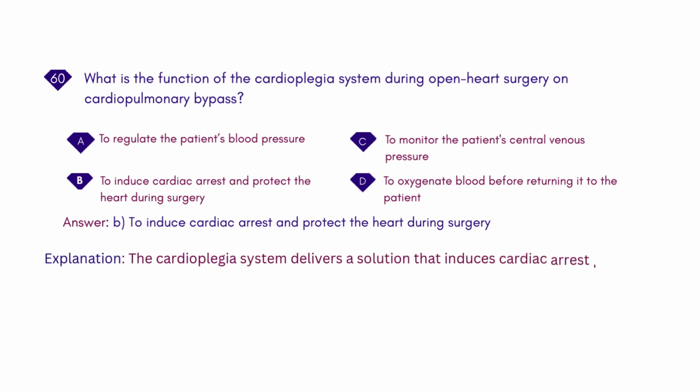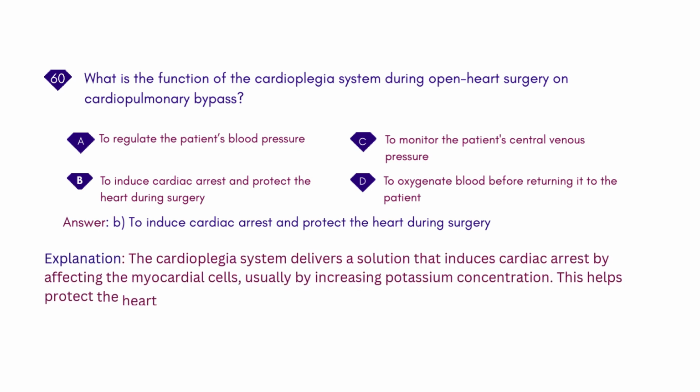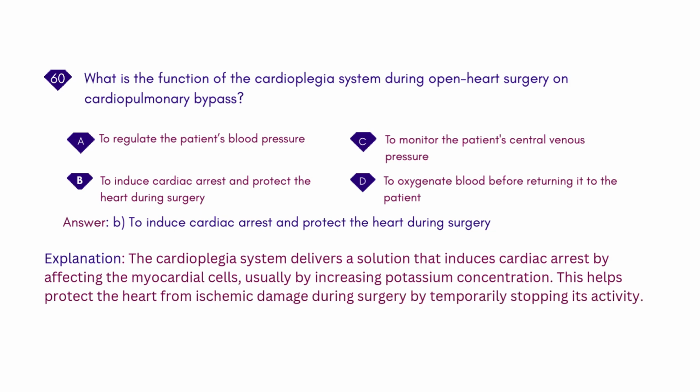Explanation: the cardioplegia system delivers a solution that induces cardiac arrest by affecting the myocardial cells, usually by increasing potassium concentration. This helps protect the heart from ischemic damage during surgery by temporarily stopping its activity.